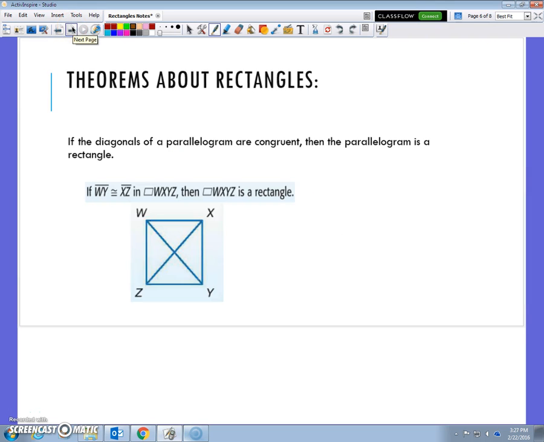We get another little theorem here that says if the diagonals of a parallelogram are congruent, then the parallelogram is a rectangle. Okay, so it's like the converse of the one we just talked about. So if this diagonal is congruent to this diagonal, then I know that WXYZ would be a rectangle. Okay, meaning that it has 4 right angles and is a parallelogram.